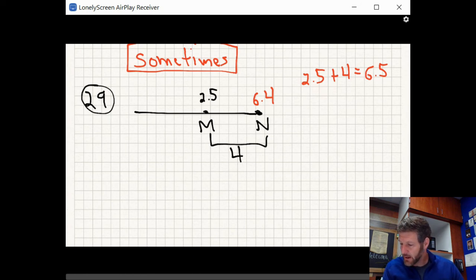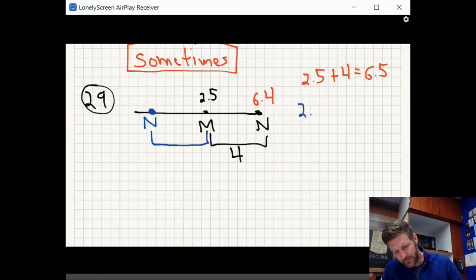So that's pretty straightforward once you can visualize it. Notice it says, though, what are possible coordinates? In other words, there's more than one possible answer. So that would imply you'd look at the picture. How could you have a distance of 4 but have it be a different value? Well, that's because we could go in this direction. What if n was right here? What would that value be? Well, that would just be 4 less than the 2.5.